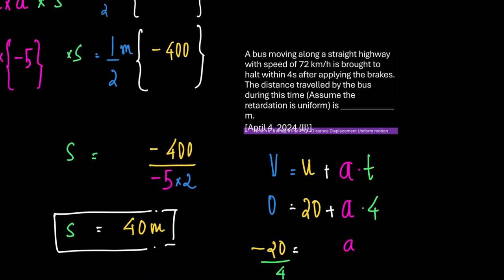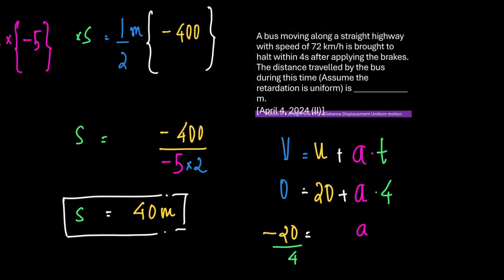Now, from this, what is s equal to? Let me do the cancellation here. Negative by negative is positive, right? So 5 on the numerator becomes 5 on the denominator, 2 into 5 is 10, negative by negative is positive, and 400 by 10 is 40 meters. Therefore, the correct option would be that the distance traveled by the bus is s equal to 40 meters.